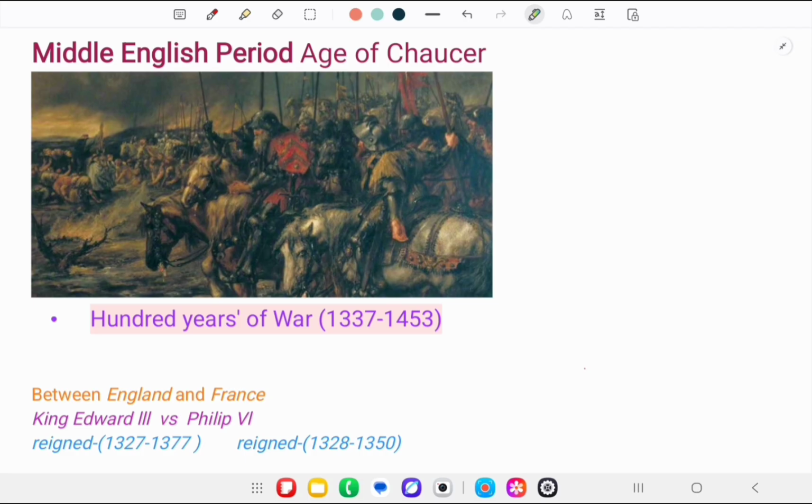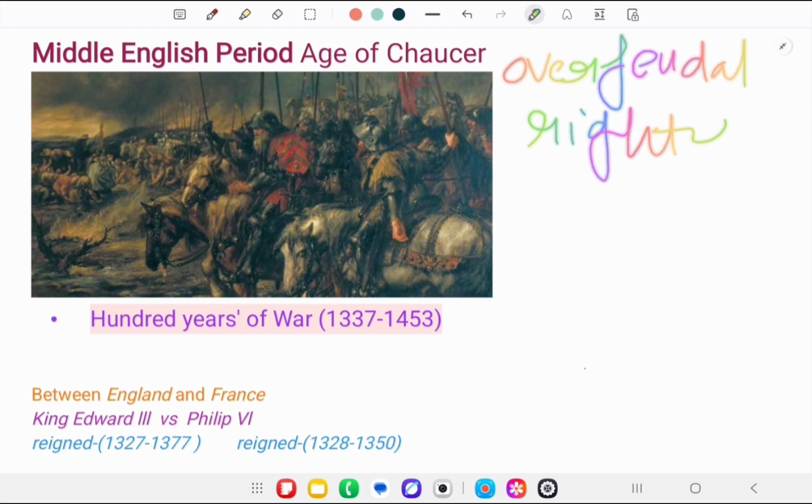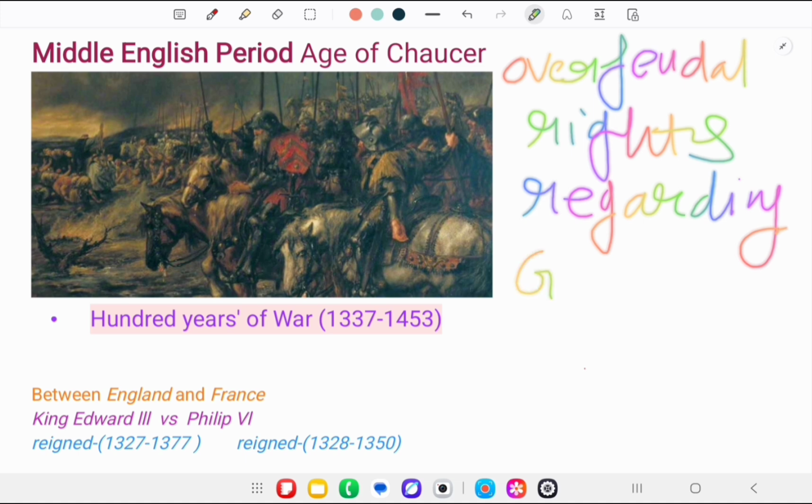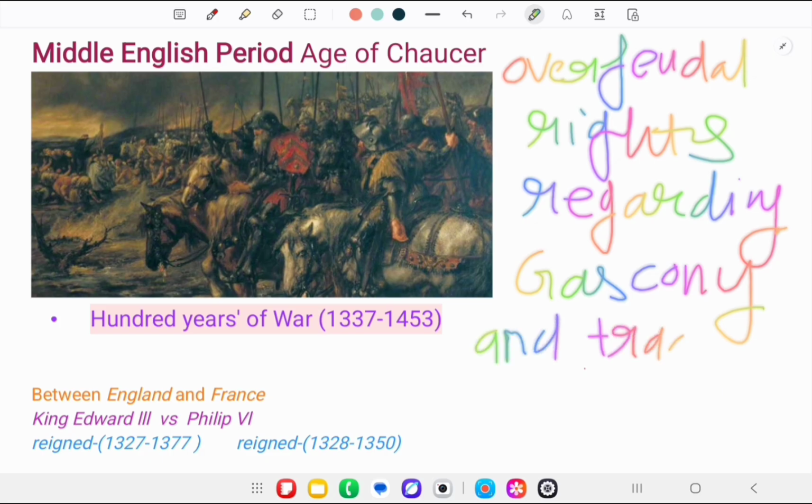The Hundred Years' War, a series of conflicts between England and France, commenced when King Edward III of England disputed with Philip VI of France over feudal rights regarding Gascony and trade relations with the Low Countries.